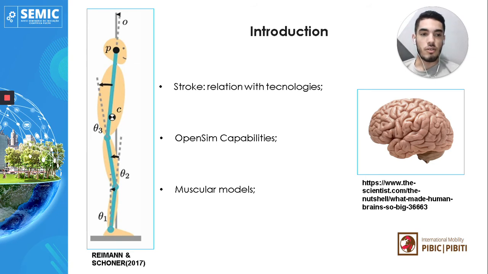OpenSim is an open source software developed by the Stanford community and has been used in several areas, but even though it has been used a lot, there is no consensus that the results are reliable. The muscle model is especially important here to work with simulations of posture, because we need to recreate biological parameters that are closer to reality.